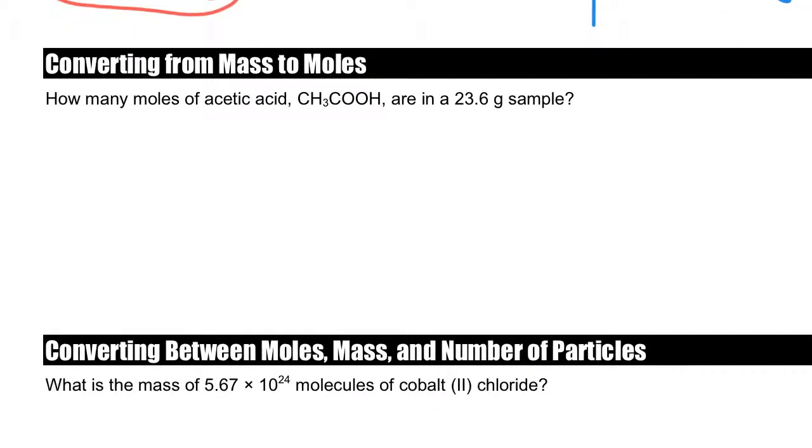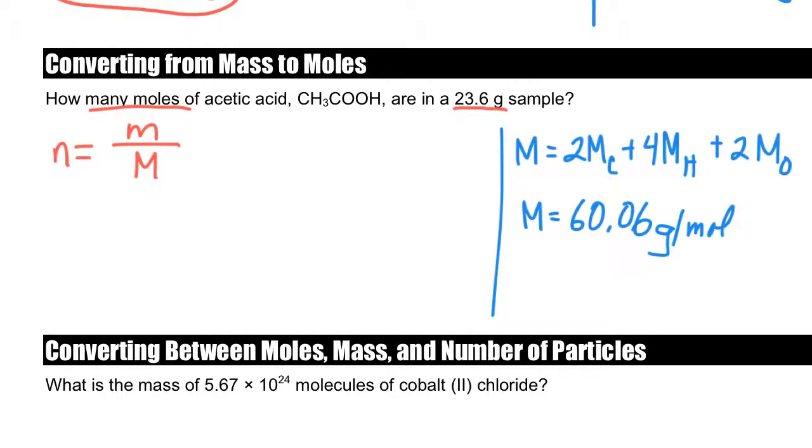It says, how many moles of acetic acid are in a 23.6 gram sample? So this time I know the mass and I want to know the number of moles. So the formula I'm going to use is moles equals mass divided by molar mass. Again, we need the molar mass, so I had to figure it out. There are 2 carbons in acetic acid, 4 hydrogens and 2 oxygens.